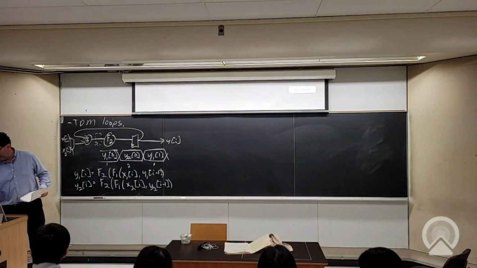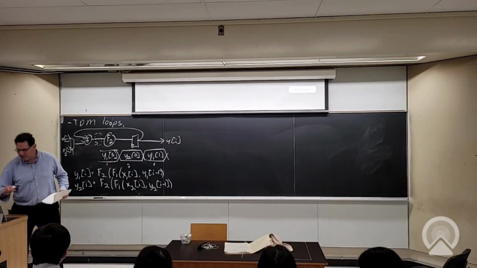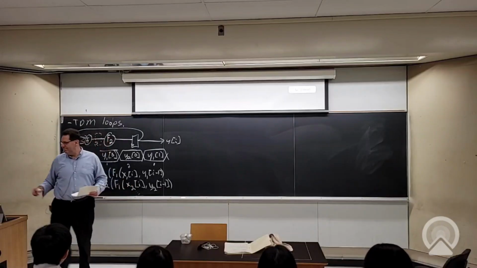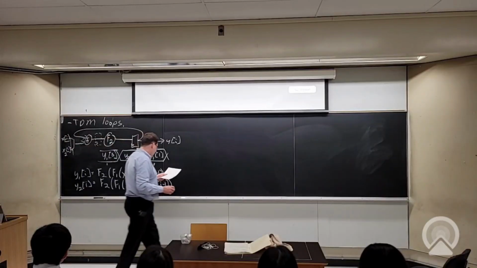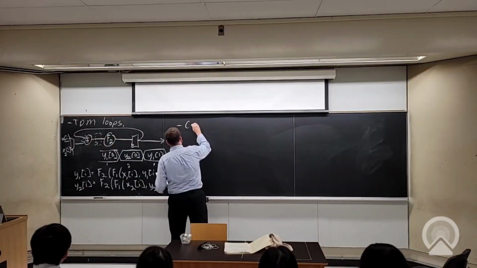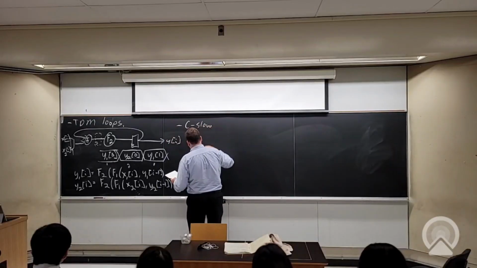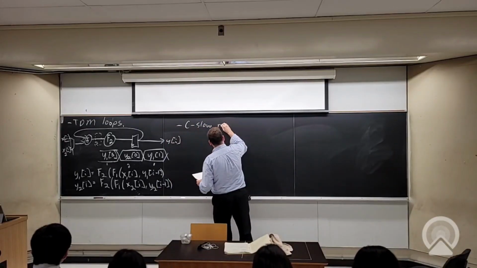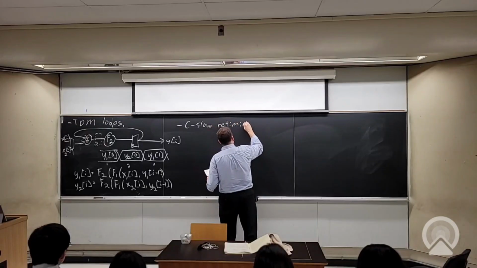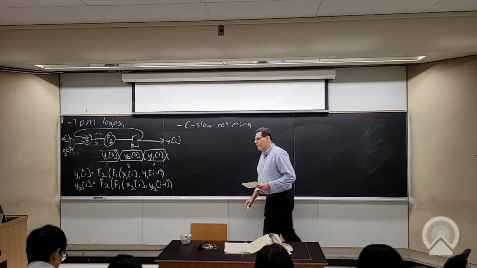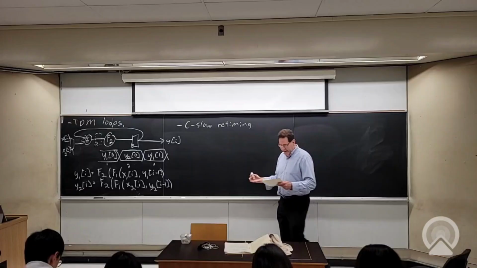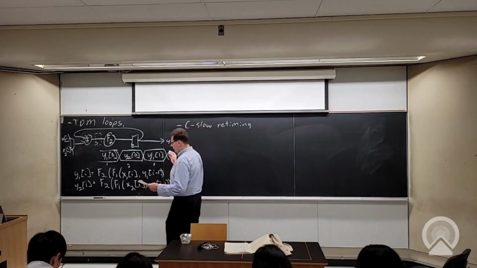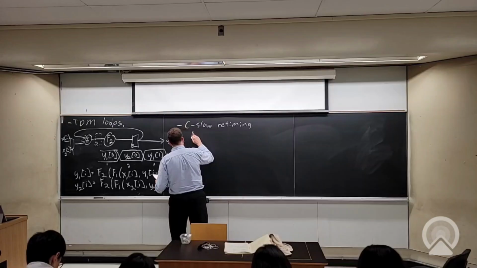So this is actually given a name. This optimization is called C-slow retiming. All it means is pipeline more deeply and then retime to get the registers in the right spot. So it can be done mechanically.